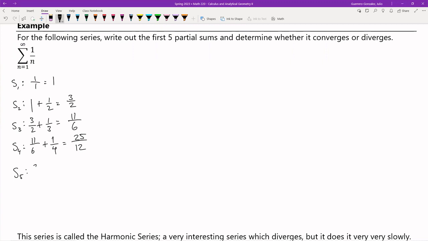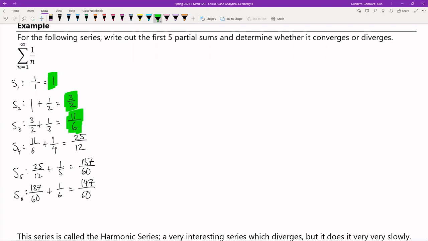S5 is the 25 over 12 plus 1/5, and that is equal to 137 over 60. S6, I'm going to do the 137 over 60 plus 1/6. You guys hopefully see the pattern going on here. That's 147 over 60, right? So my S of N, I'm going to look at this. It's going to be 1, 3/2, 11/6, basically all these green numbers.